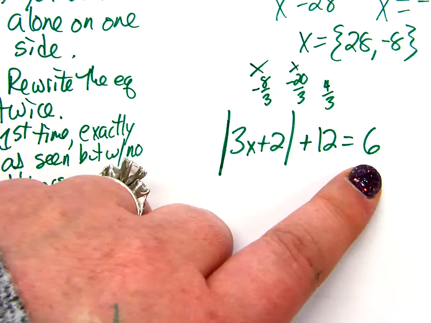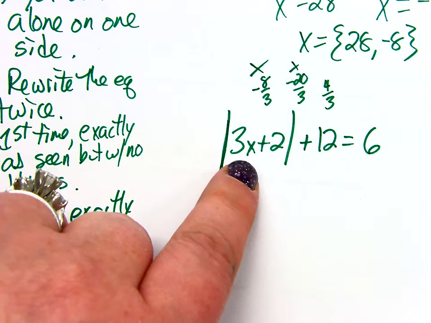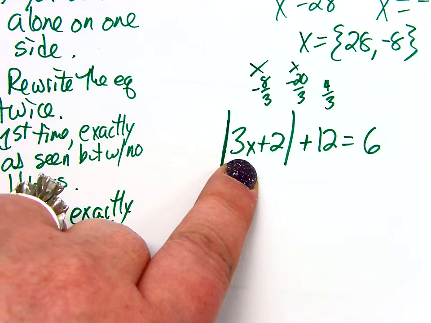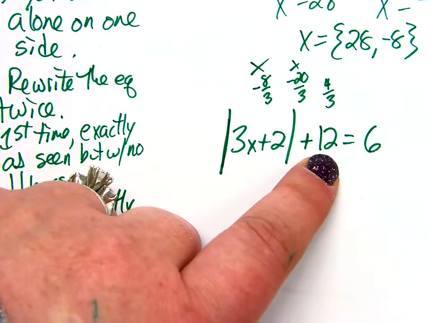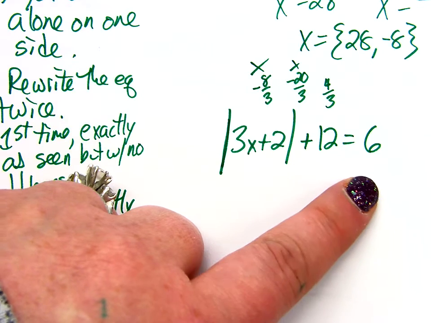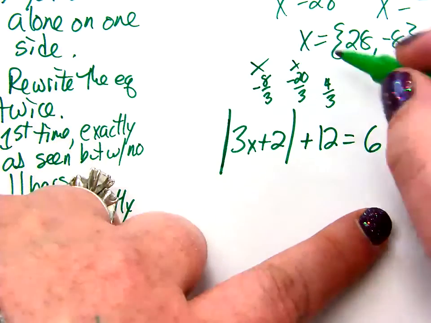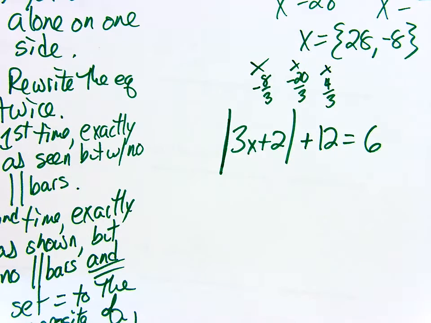Negative 4 thirds. Let's try 4 thirds. So 4 thirds times 3 would be 4. 4 plus 2 is 6. Absolute value of 6 is 6. 6 plus 12. No solution. Yeah, there's no solution here.